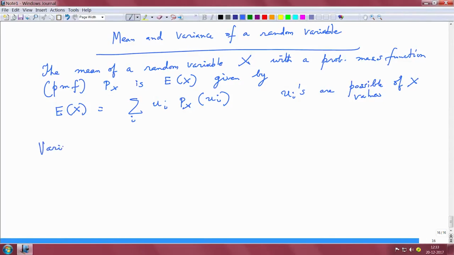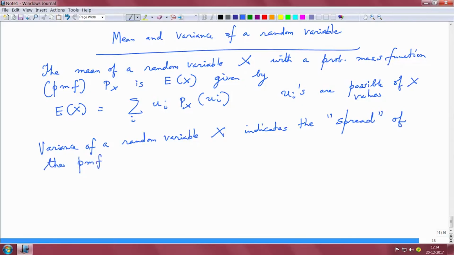Now, the variance of a random variable X indicates the spread of the probability mass function of the random variable X. This is often interesting because people like the mean and the variance mainly from the Gaussian random variable. Gaussian distributions are called normal distributions, and for Gaussian distributions it is enough if we know the mean and the variance, and you can characterize the probability density function. So, mean tells you the statistical average, and variance tells you the spread in the probability mass function for the random variable.